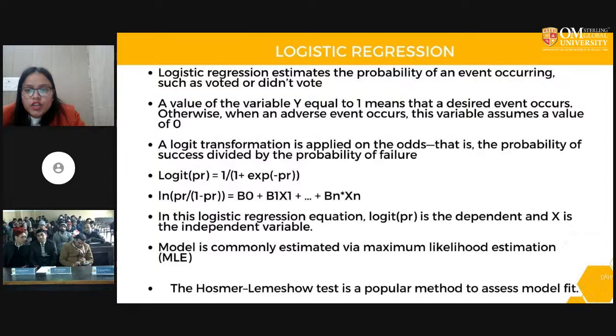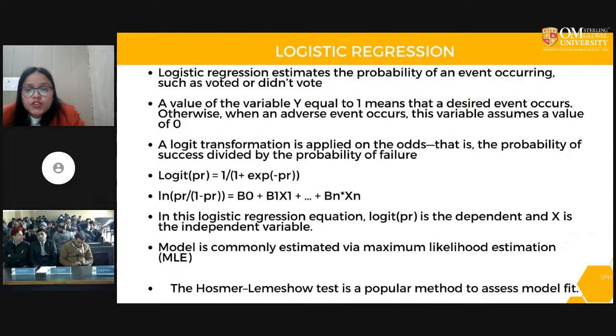Here, when we are talking about this in logit regression, logit PR is the dependent variable and X is the independent variable in a particular equation. So our multiple regression works on the least square method, whereas logistic regression mainly works on the maximum likelihood estimation, because here they will be working on the odds ratio. I'm going to discuss the odds ratio in the next slide.